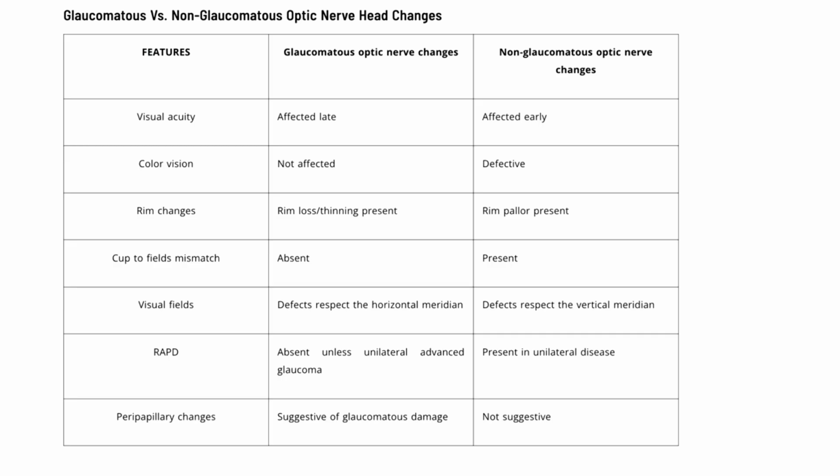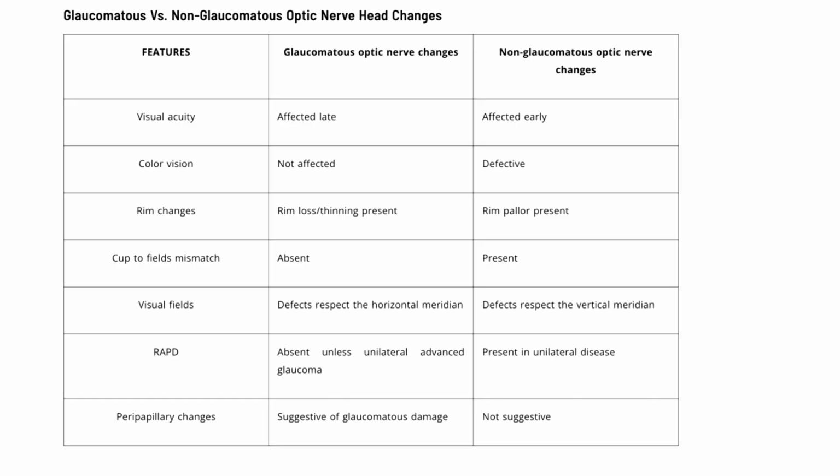Color vision is affected more in non-glaucomatous nerve changes. The rim changes are seen in glaucomatous but not in non-glaucomatous. However, pallor can be seen. The cup to field mismatch is absent in glaucomatous changes. That means whatever the cup is, the fields will be matching. If there is any defect in the cup, the fields will be matching that. However, in non-glaucomatous optic nerve changes, they are present. That is, the cup does not correlate with the fields.